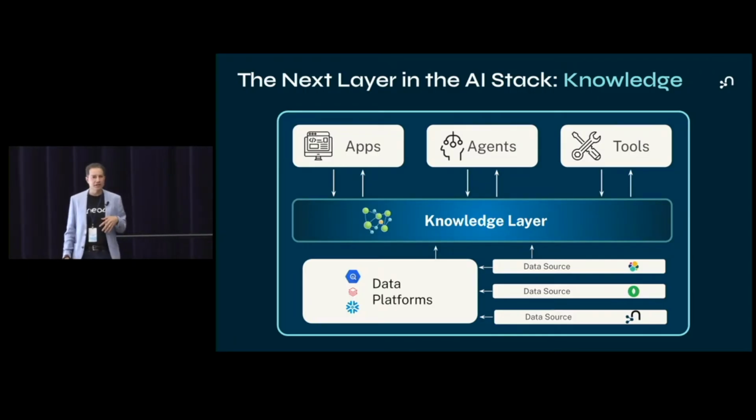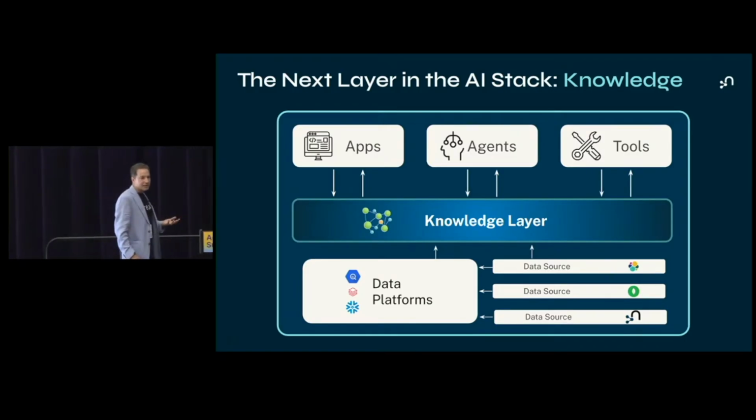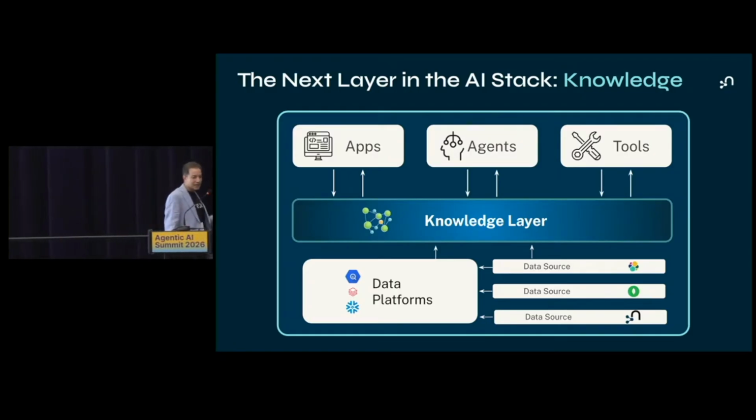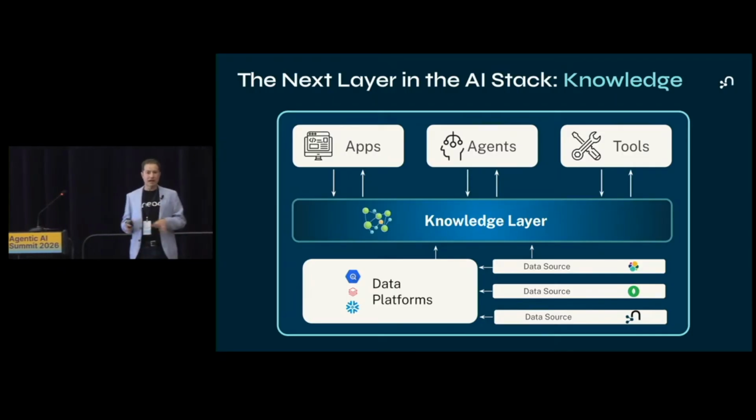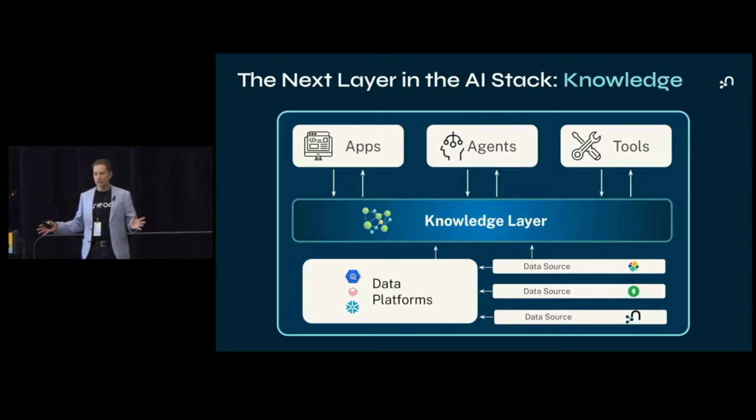So here you can see a simple picture of apps, agents, tools accessing a knowledge layer that gives agents what they need from a data and knowledge perspective. And it brings together data from across the enterprise: on the bottom right, all the different operational data sources, and on the bottom left, the different analytic data sources.